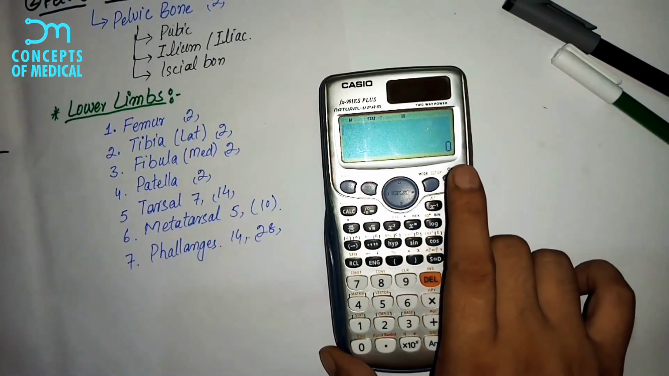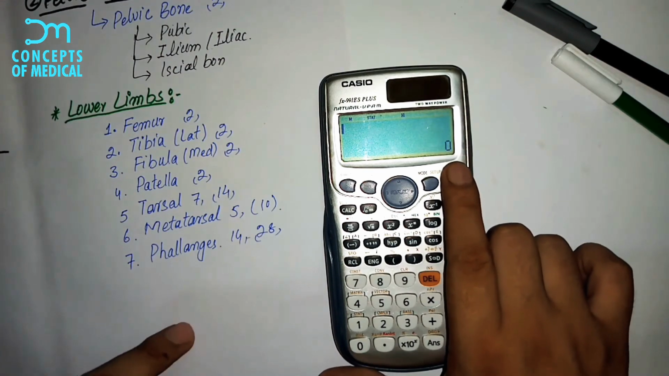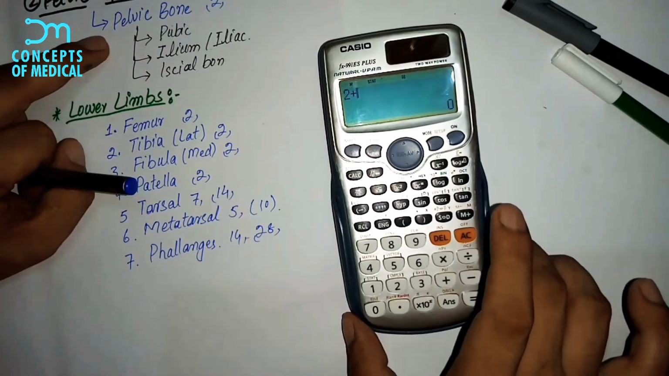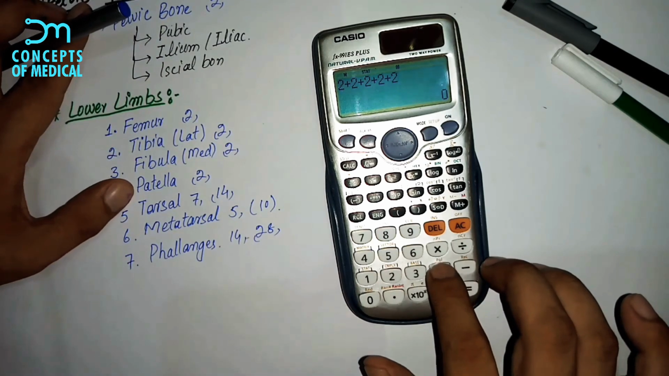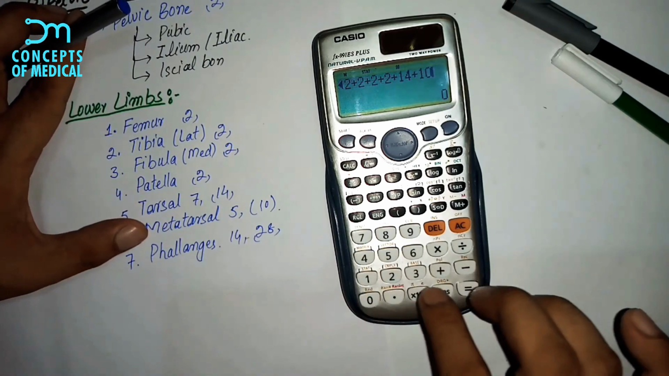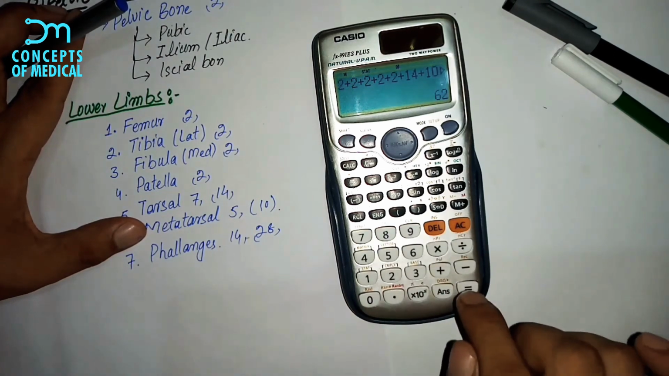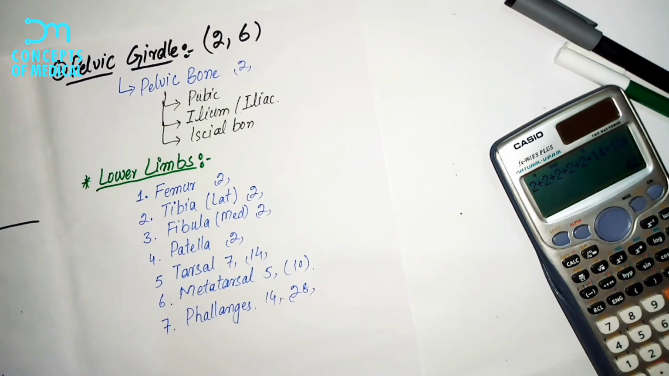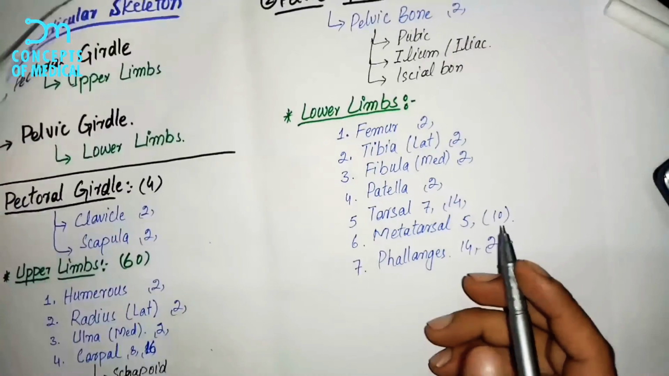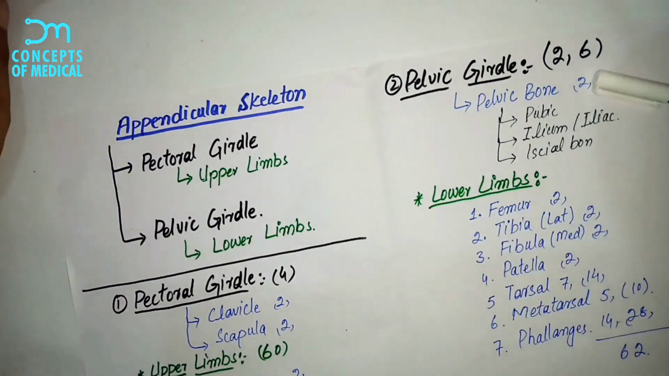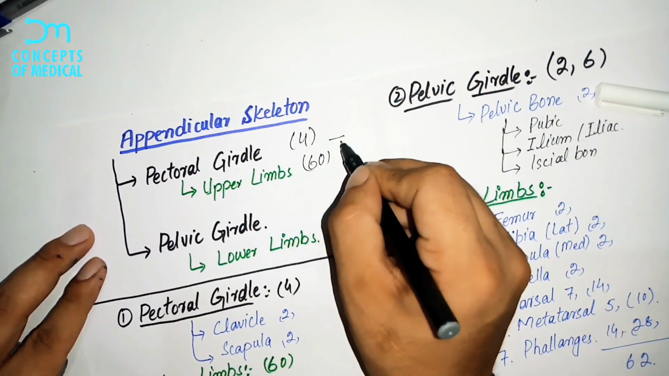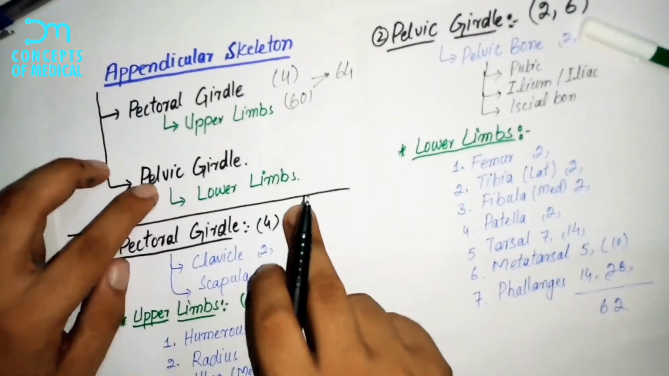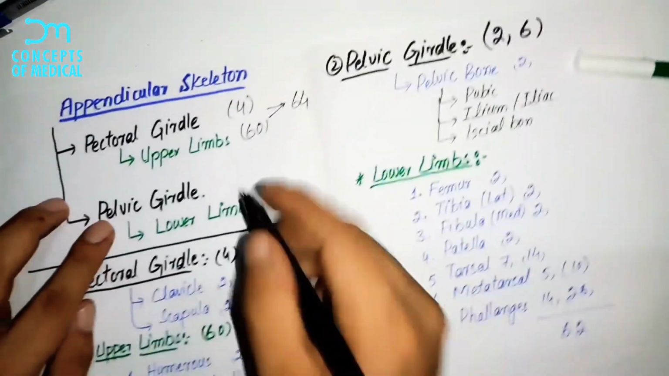How many bones do we have in the appendicular skeleton, in the pelvic girdle and lower limbs? First we have two pelvic bones, and two femurs, two tibiae, two fibulae, two patellae, 14 tarsals, 10 metatarsals, and 28 phalanges. So it comes to 62. So here it all becomes 62 in number. Here in the pectoral girdles, how many bones do we have? 4 here and 60 here, which collectively become 64.